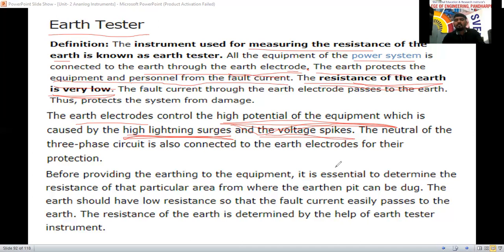Normally we get this voltage, but during this time suddenly the voltage increases like this. This is what we call voltage spikes.